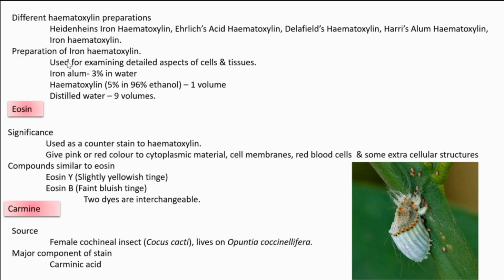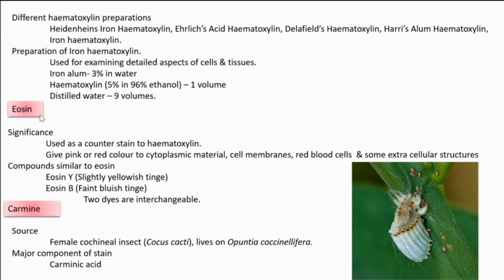Then about the preparation of iron hematoxylin. This iron hematoxylin is usually used to examine the detailed aspects of cells and tissues. For preparing iron hematoxylin, we need iron alum 3% in water, then hematoxylin 5% in 96% ethanol, 1 volume, then distilled water, 9 volumes. This should be the composition for preparing the iron hematoxylin.